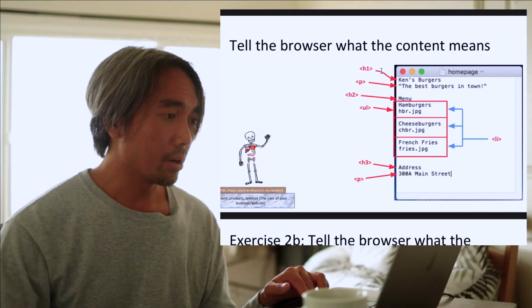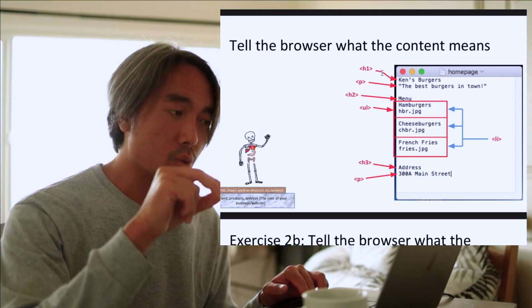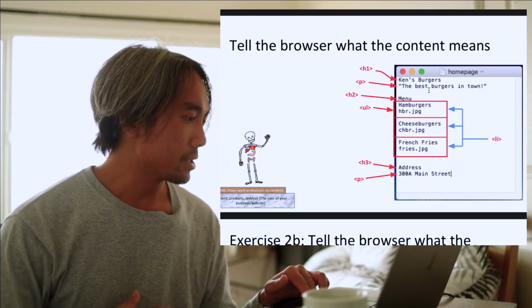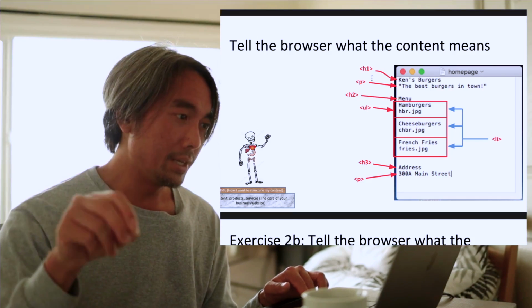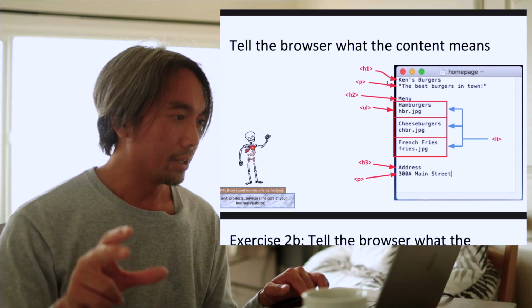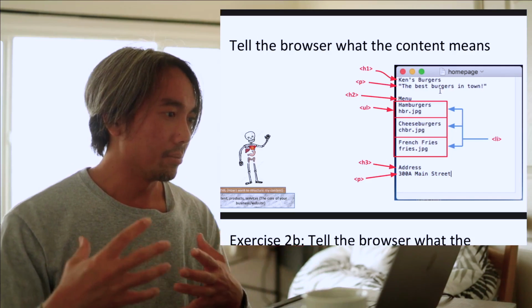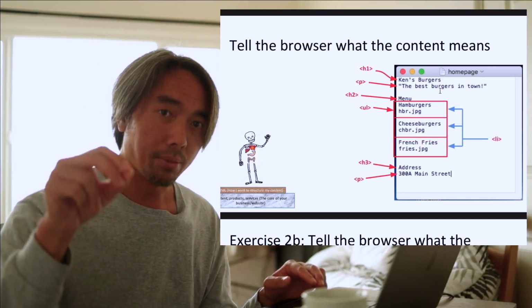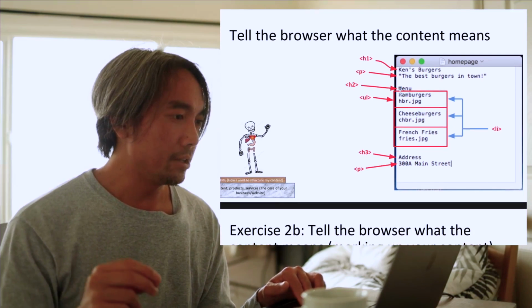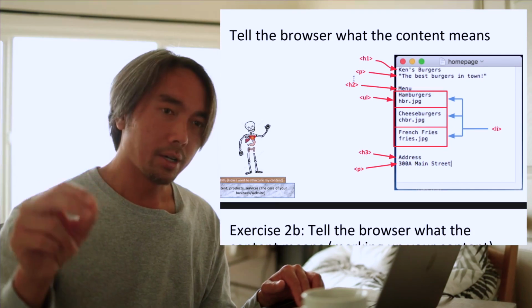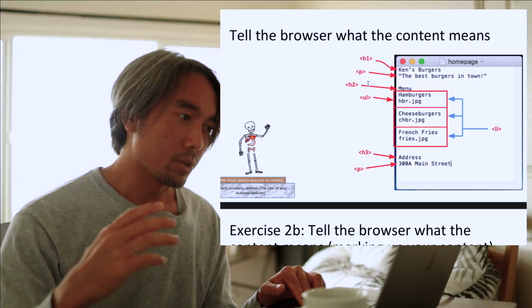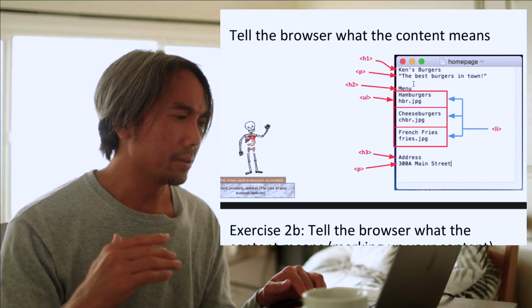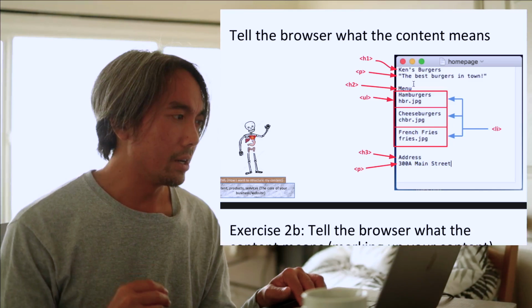So first, Ken's Burger, we're going to mark that up with our marker and say that's H1. That's a title, the most important title. Next, the best burgers in town. We're going to mark that up with a P tag, because that is some basic description, just basic content. It's not a title, it's just basic text. So we're going to mark it up with a P. Next, menu. Oh, that's a title as well. We're going to mark it up with an H, but with a 2, because we're saying here it's not as important as our brand name, but it is also a pretty important section within our website.